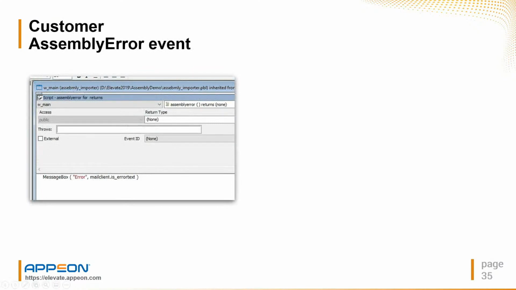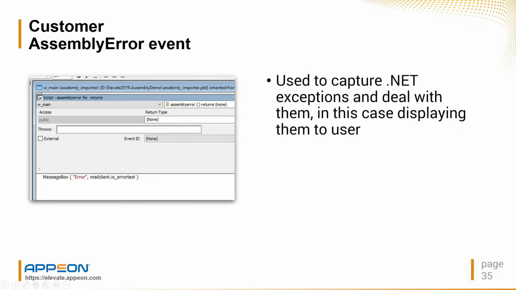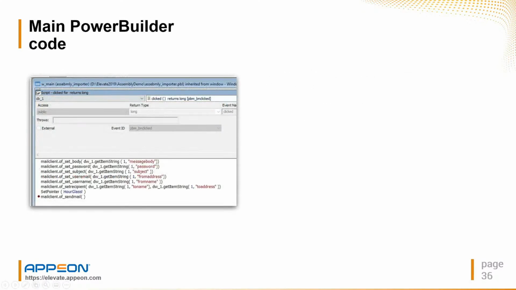And then this is the assembly error event. It doesn't take any arguments and doesn't return any. What I'm going to do is grab the error text off the instance variable to indicate what the .NET assembly error was, and pass that along to the user. You can do whatever you want in that script, but that's what I happen to be doing. This is the PowerScript code that actually sends the email then.